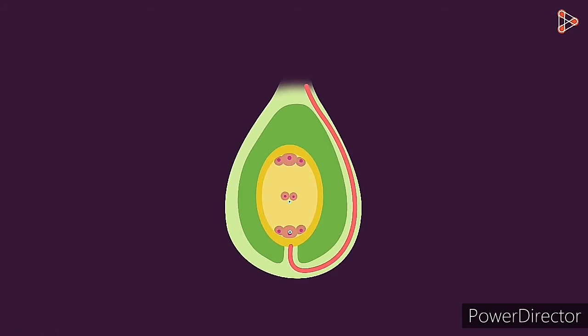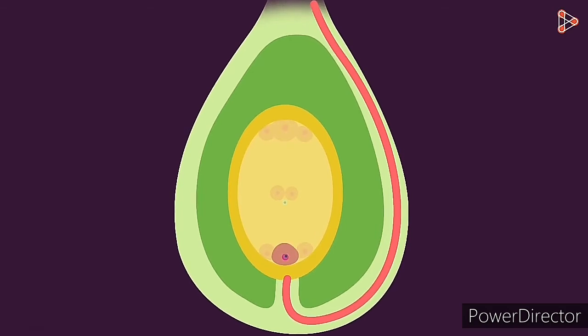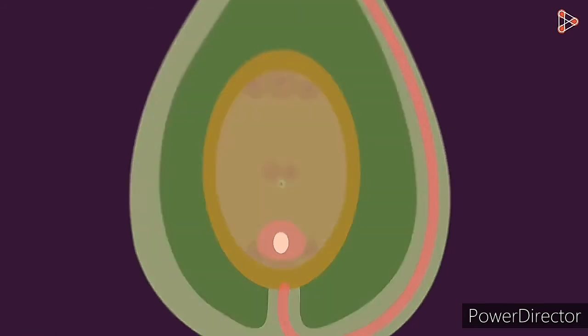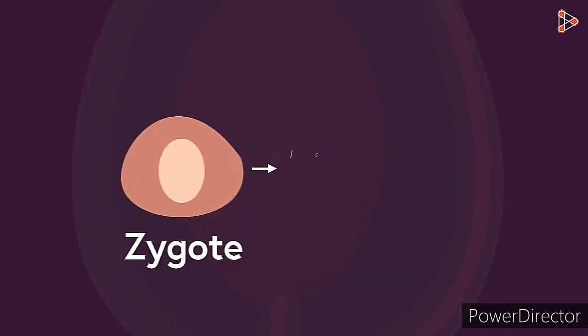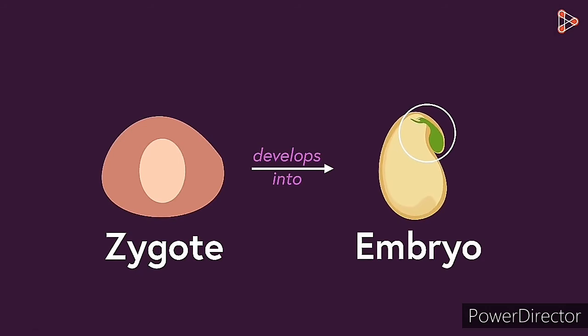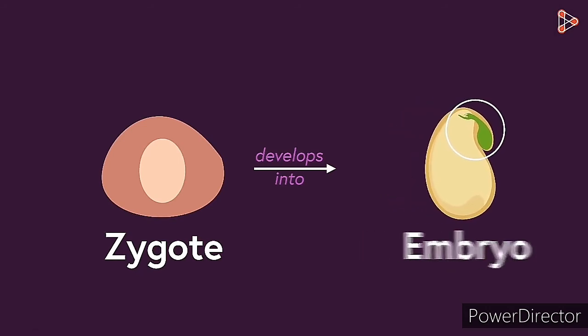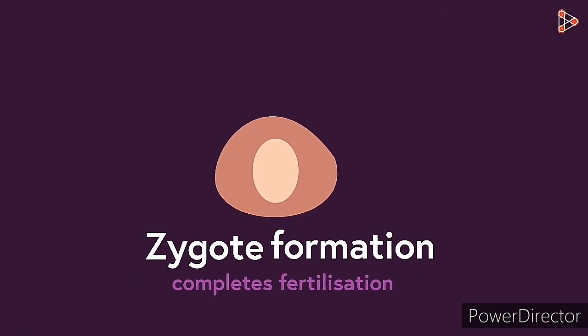Now, once the gamete reaches the ovary, the two fuse, giving rise to the formation of a single cell. Okay? This is the zygote, and the zygote develops into an embryo. Zygote formation in plants marks the completion of fertilization.